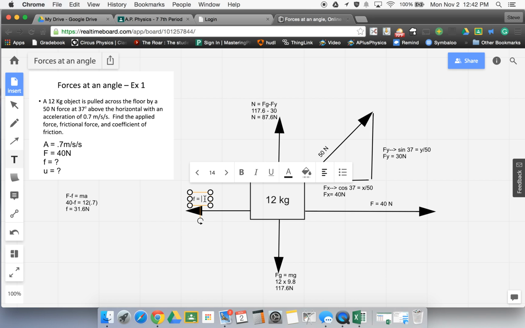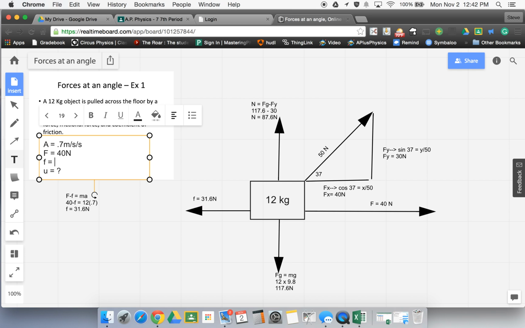I'm going to go ahead and add that into my diagram because I can't stand to have boxes that are empty. So 31.6 newtons. And I want to add that in up here because they asked me to find it, so 31.6 newtons.